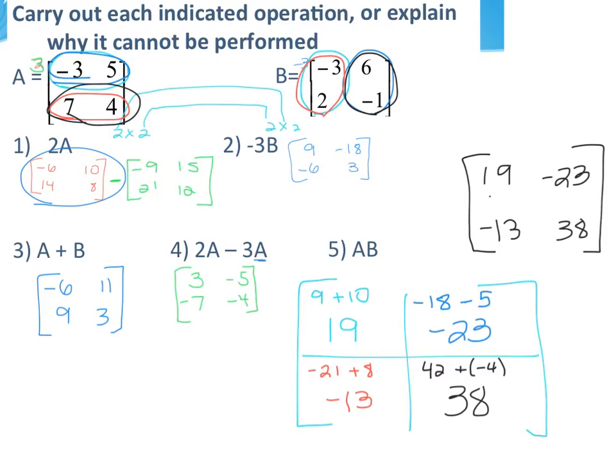Is A times B the same as B times A? No. Remember that the order in matrix multiplication is not commutative. You can't switch those. Those could give you two different answers. Questions on any other warm-up?